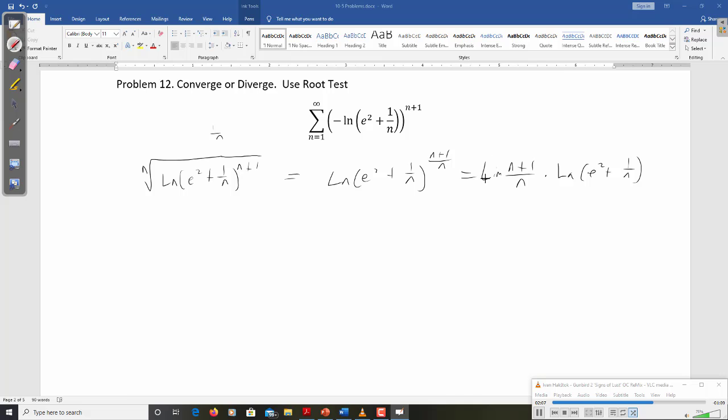Limit as n goes to infinity. And I think you can see pretty well where this is going. This is going to 1. This is going to ln of e squared, which is 2. So that's our rho. And that is greater than 1. So we are going to diverge.